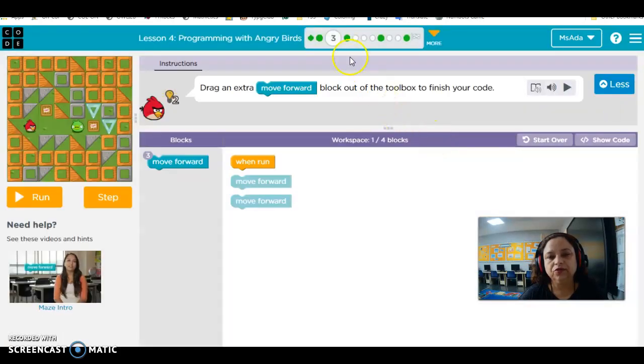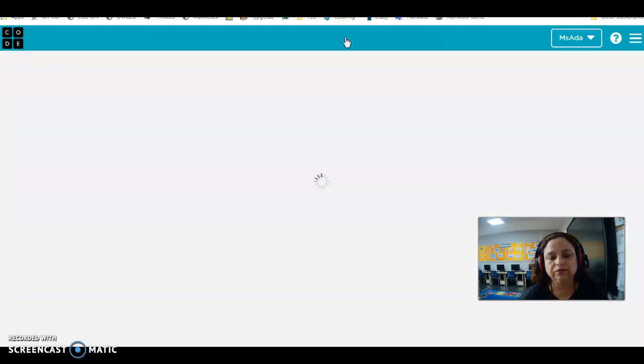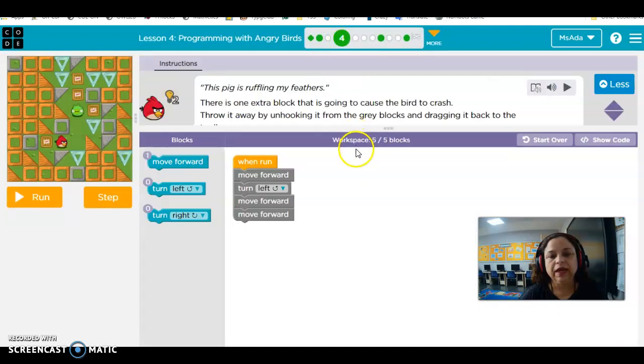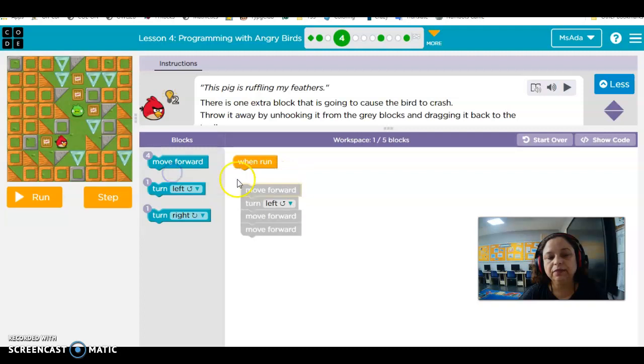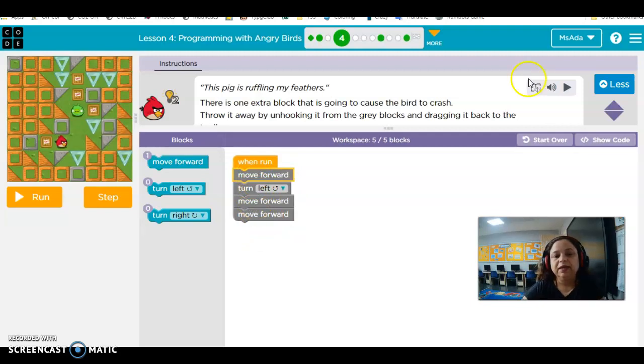I'm not going to do level 3. You can do it by yourself. I'm going to go to level 4. In level 4, we have 5 blocks out of 5: 1, 2, 3, 4, 5. These gray blocks are blocks that you cannot throw in the bin. I try to put them in the bin, they come back to my working area because the program wants me to use these. I might need more, but I have to use at least these 4.